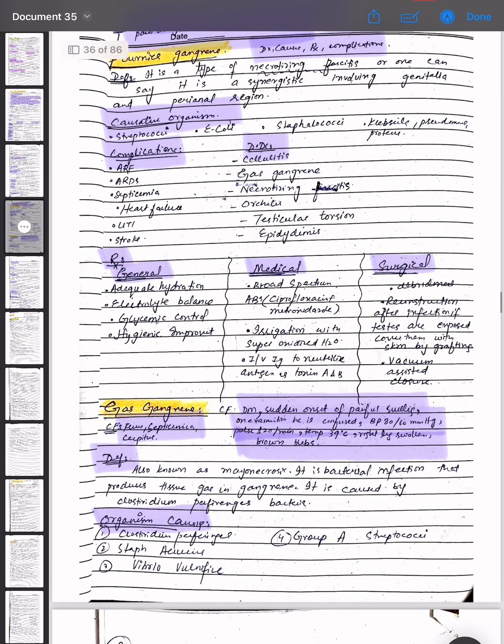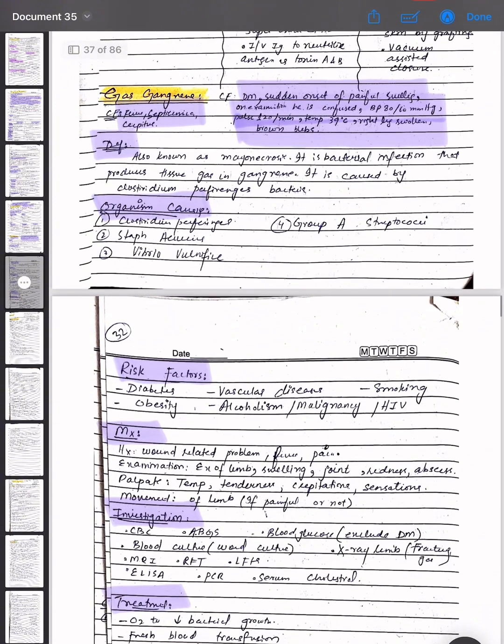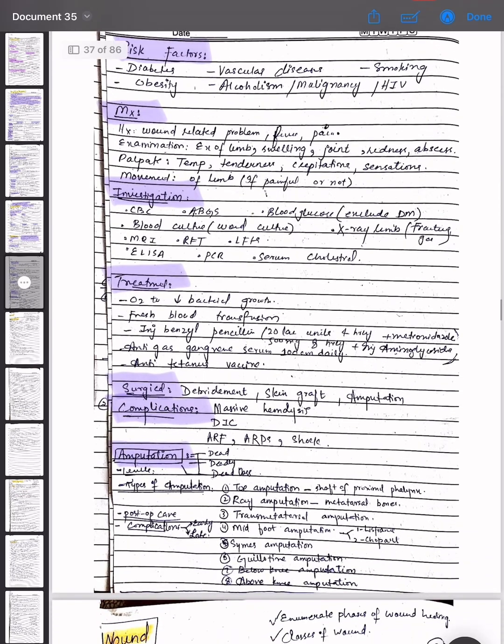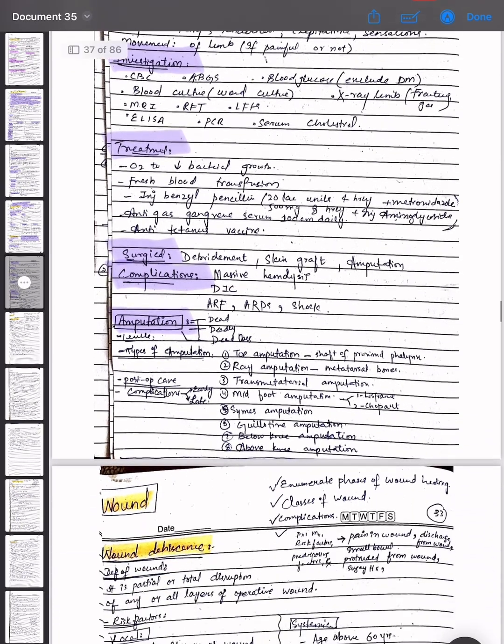Then what is gas gangrene? What are the clinical features and what is the definition? What are the organisms that cause gas gangrene? What are the risk factors? What are the management options? What investigations are done? What are the treatment options? What are the surgical complications of gas gangrene?